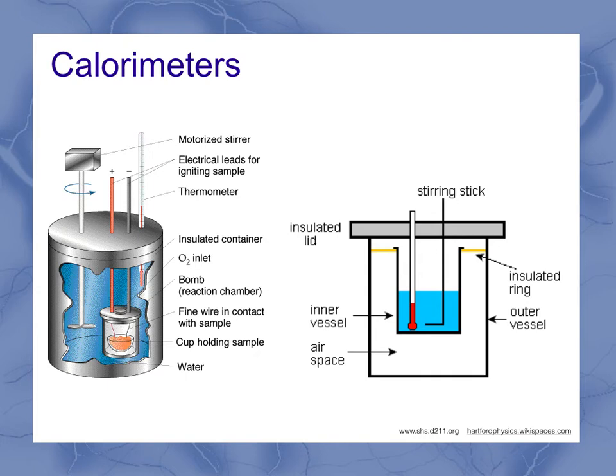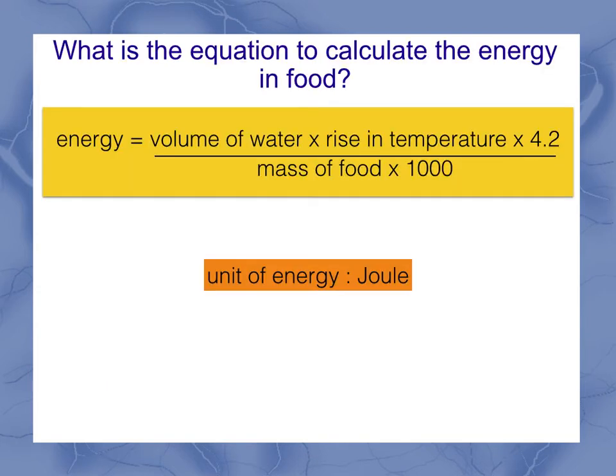Now that you've found the rise in temperature of the water, how can you find the energy content of the peanut? Well, you would use this formula. Now, you don't need to memorize this formula. You just need to be able to understand how to use it. So it's volume of water times rise in temperature times 4.2 divided by mass of food times 1,000. And the unit of energy is usually joule, but in class we will use kilojoule.